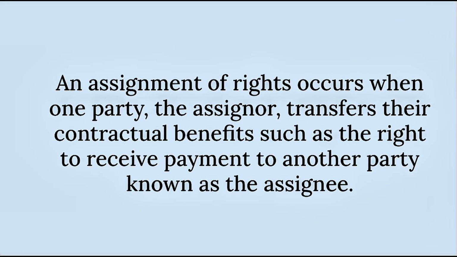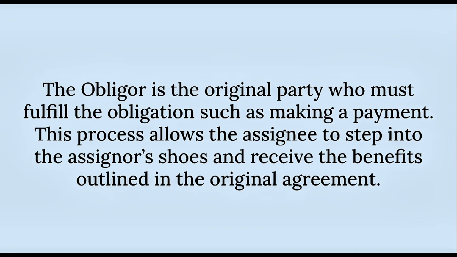The assignment of rights. An assignment of rights occurs when one party, the assigner, transfers their contractual benefits, such as the right to receive payment, to another party known as the assignee. The obligor is the original party who must fulfill the obligation, such as making a payment. This process allows the assignee to step into the assigner's shoes and receive the benefits outlined in the original agreement.